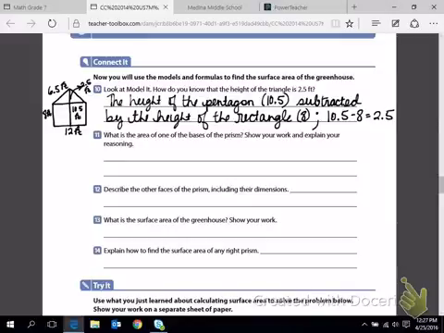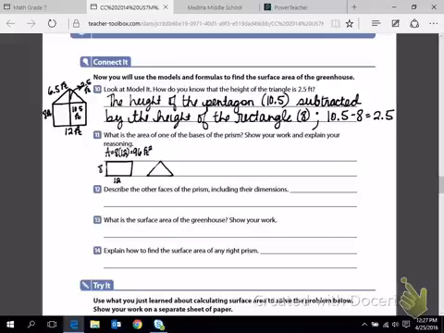For number 11, it says, what is the area of one of the bases of the prism? Show your work and explain your reasoning. The base of the prism is a pentagon, and we can break that down into a rectangle and a triangle, and we can find the individual areas. So the rectangle is 8 by 12, which means for the area you'll do 8 times 12, which is 96, and that is 96 feet squared.